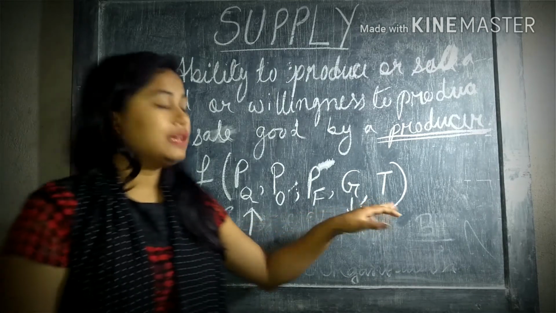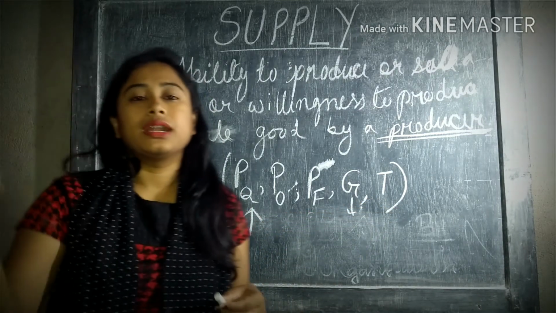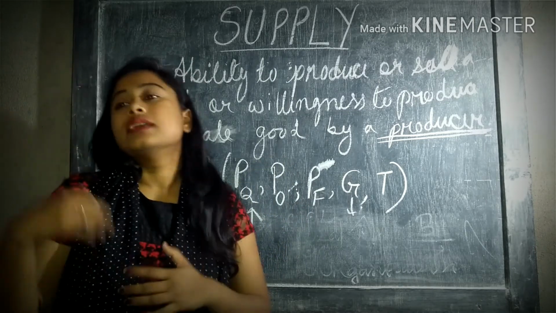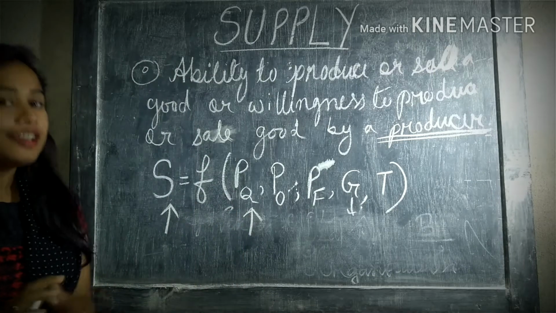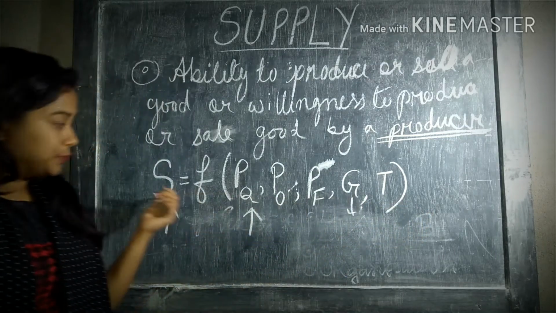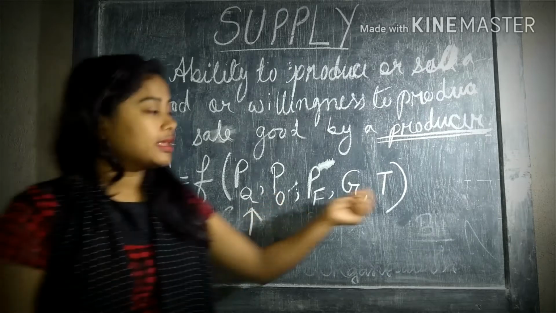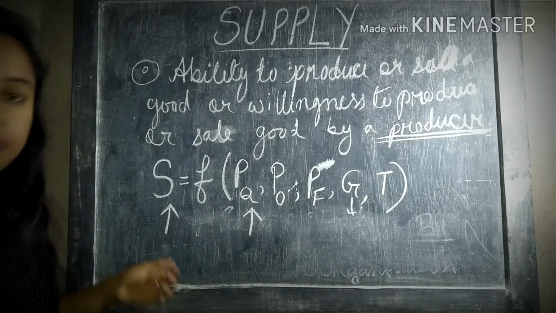And again, if the taste for the commodity decreases in the market, then the supplier will obviously decrease the production of the commodity and the supply of that commodity. Clear? So these are the factors of supply. The supply of a good depends upon all these factors.